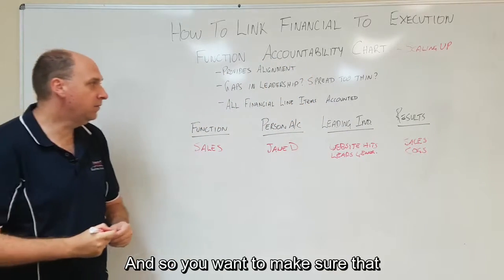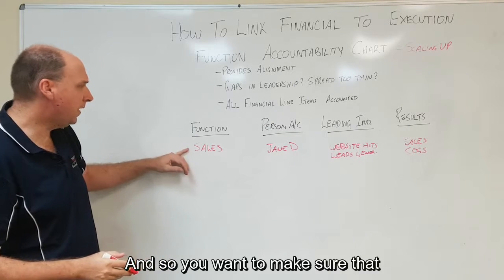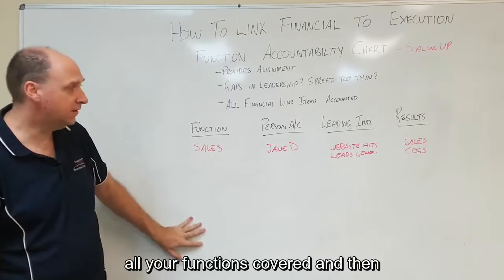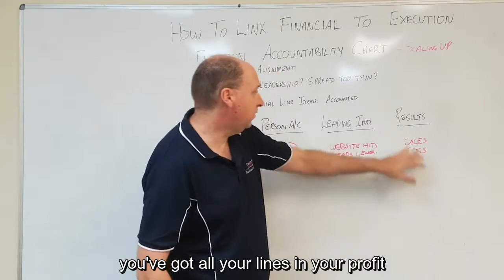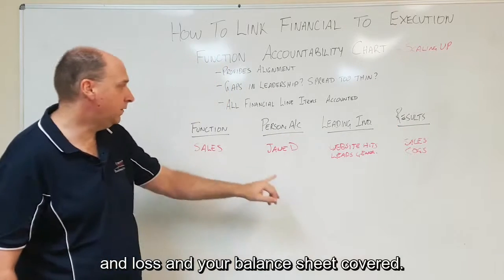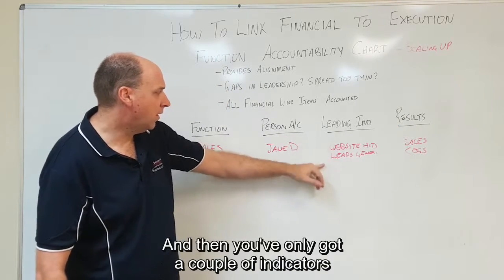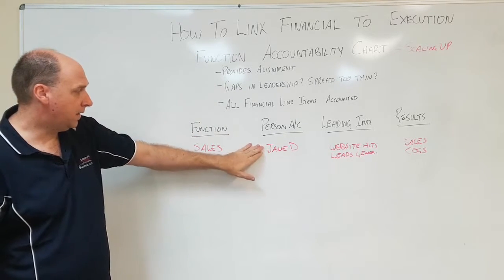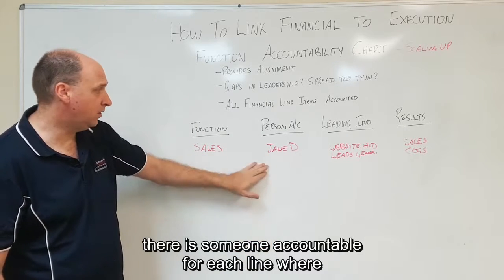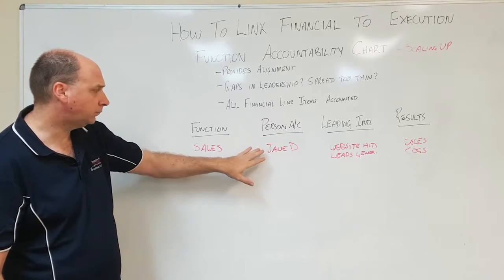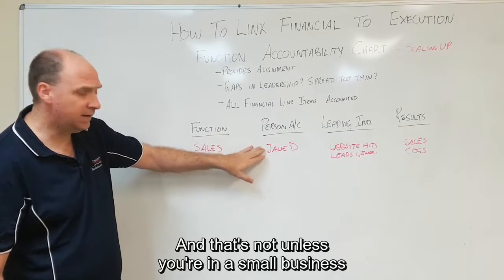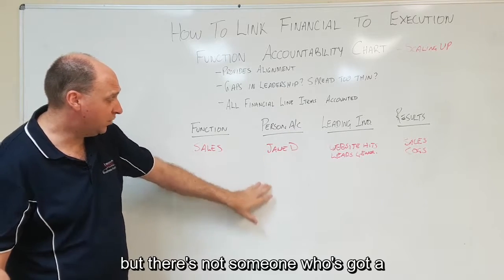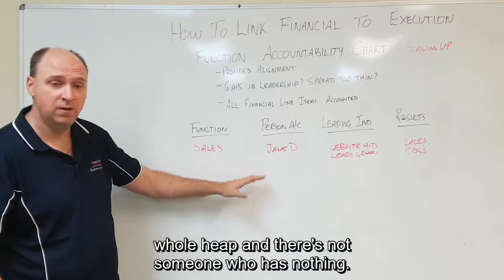And so you want to make sure that once you're finished filling it all out, that you've got all your functions covered, and then you've got all your lines in your profit and loss and your balance sheet covered. And then you've only got a couple of indicators for each of these things, and that there is someone accountable for each line and each function. Unless you're in a small business, everyone does, and you have to do everything yourself. But there's not someone who's got a whole heap, and there's not someone who has nothing.